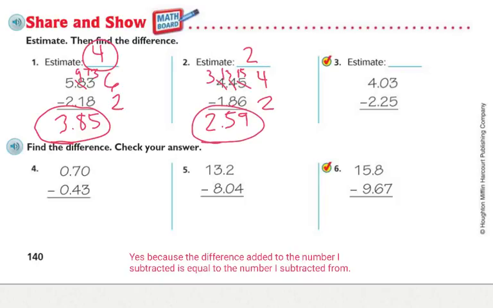On the next problem, 4 and 3 hundredths is going to be closer to 4, and 2 and 25 hundredths is going to be closer to 2. 4 minus 2 is 2. So let's do the math now.